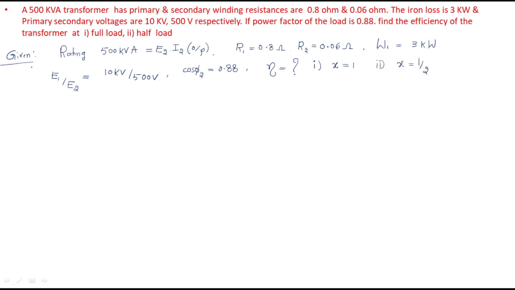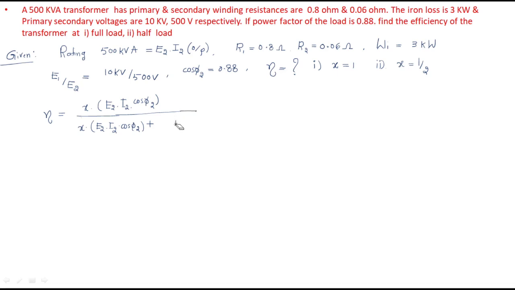What is the formula of the efficiency? First write down the formula, then find out what the unknowns are. The formula of the efficiency of the transformer for any X is X E2 I2 cos phi 2, divided by X E2 I2 cos phi 2 plus copper loss as well as iron loss. So before that, directly you have to write the copper loss.